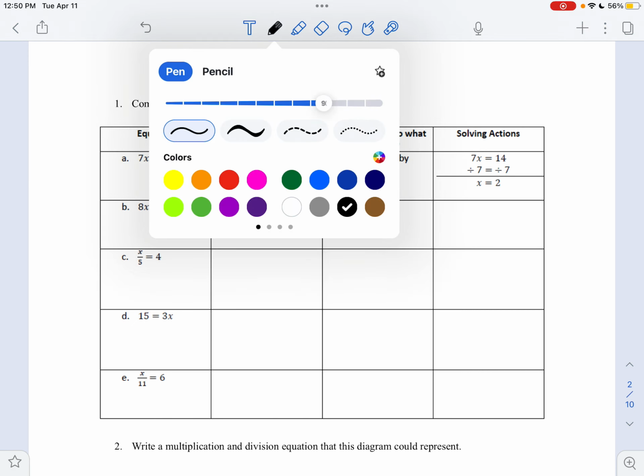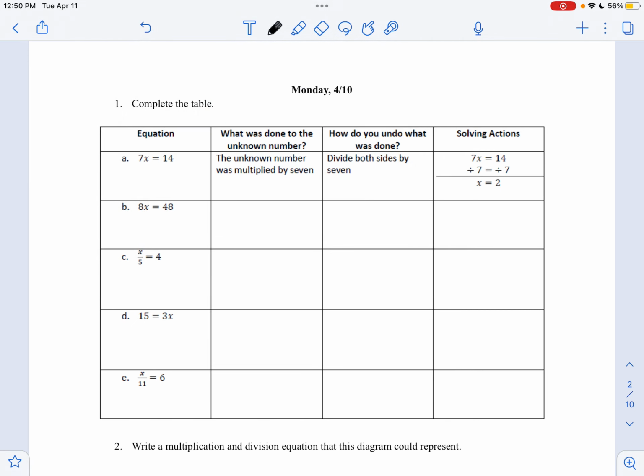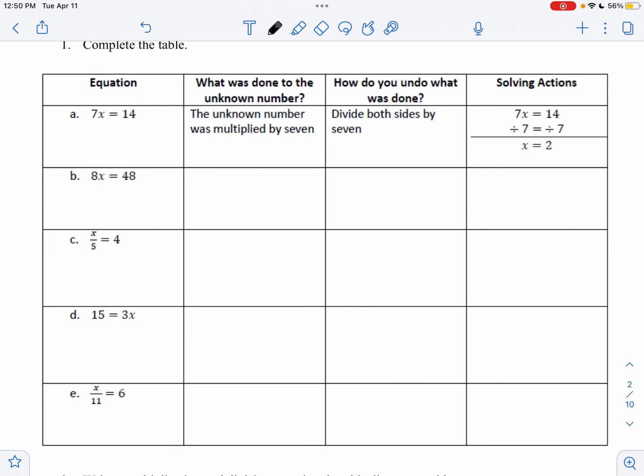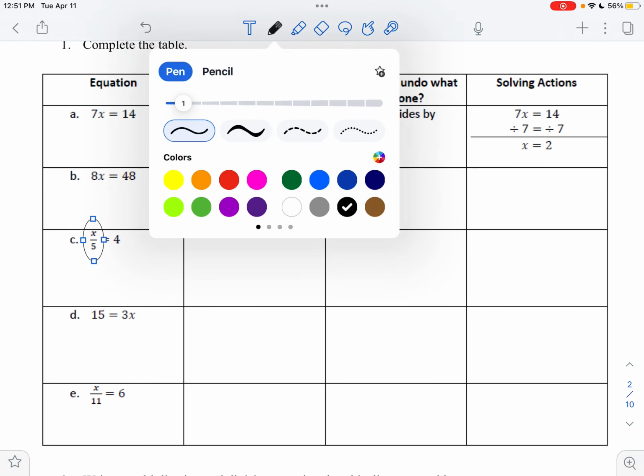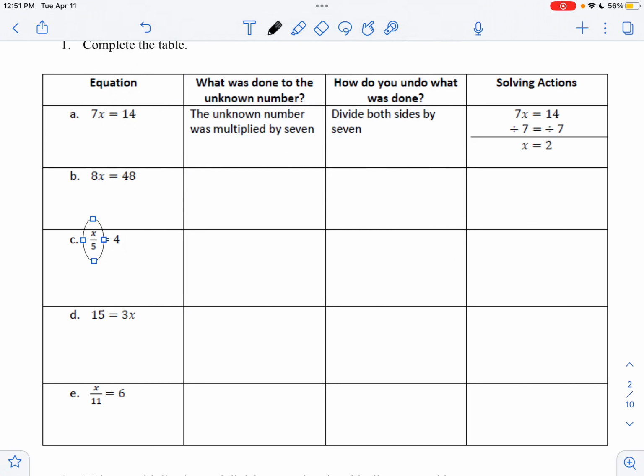Let's look at C as another example. In question C, x, the unknown number, is being divided by 5. I know that it's being divided by 5 because it's in a fraction, and x over 5 is equivalent to x divided by 5. So I'm just going to write that it's being divided by 5.